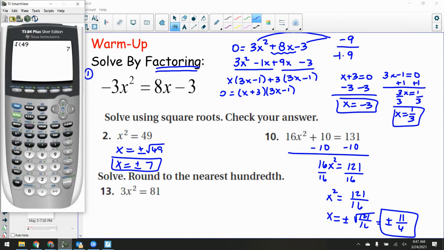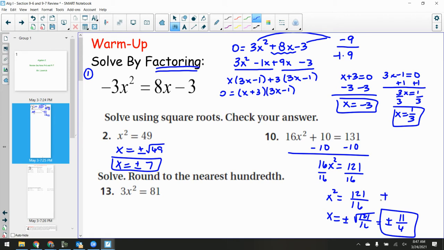What does that turn out to be? If I take 121 divided by 16, there's my decimal. I square root my answer, and I get 2.75. Plus or minus 2.75. Those are both good answers there.